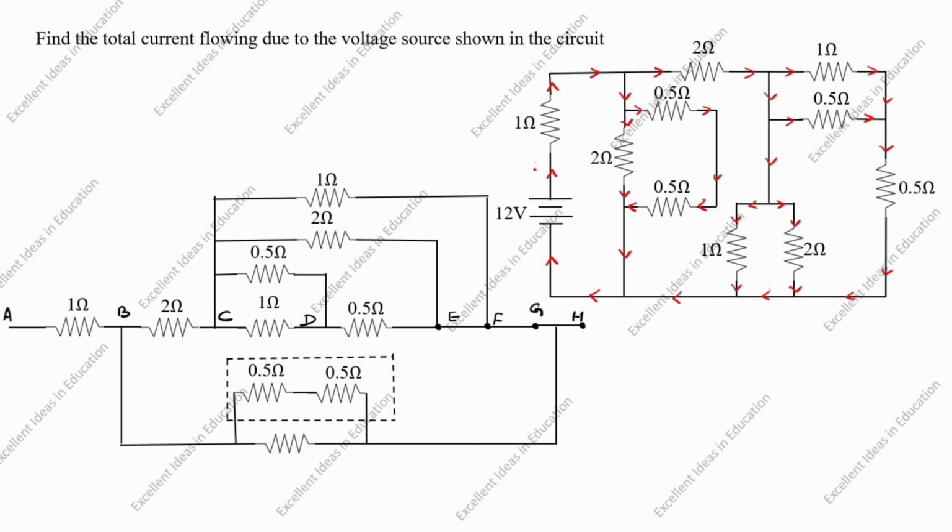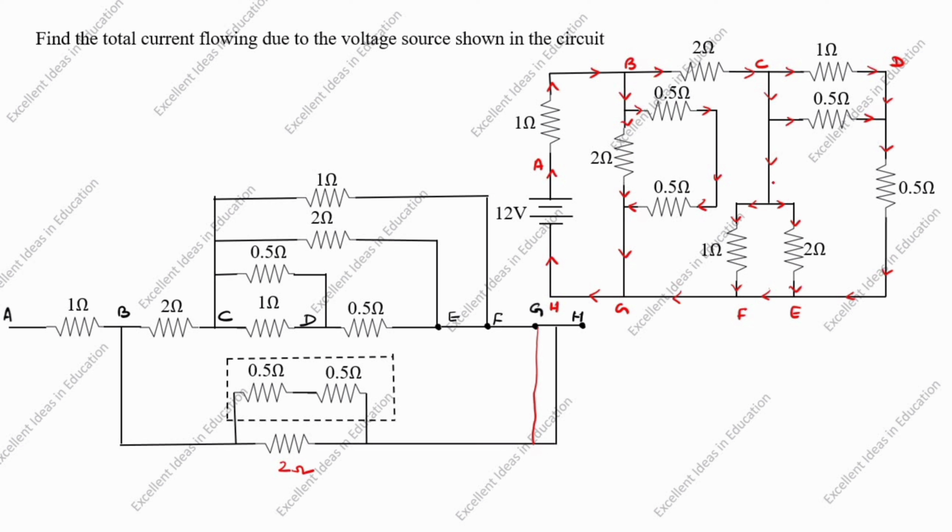Now we will write the naming of the circuit. Here is A, here is B, C, D, E, F, G, H. You see A, B, C, D up to here is series. A, B, C, D, E is series. After that you see B to G, B to G. You can join here B to G. 0.5 ohm, 0.5 ohm. This is series. 0.5 ohm, 0.5 ohm. So this is parallel 2 ohm.